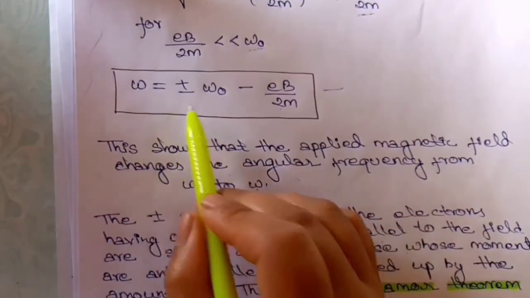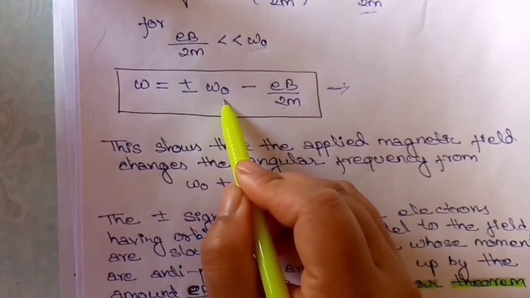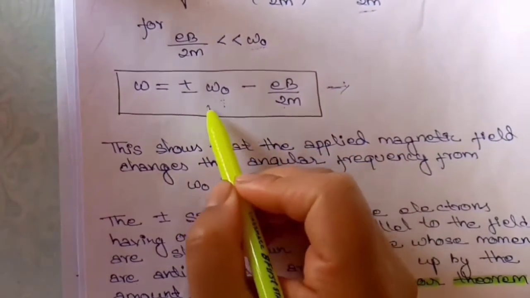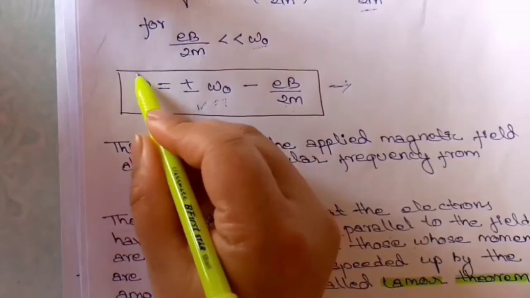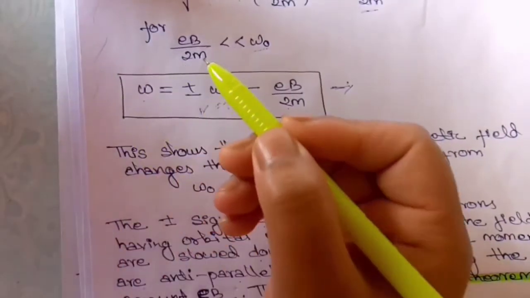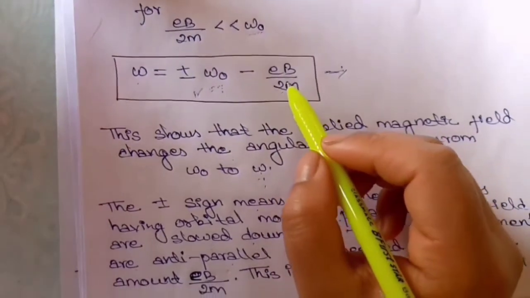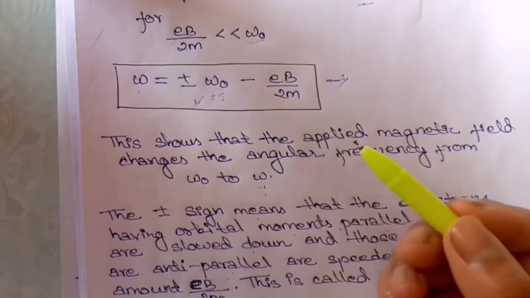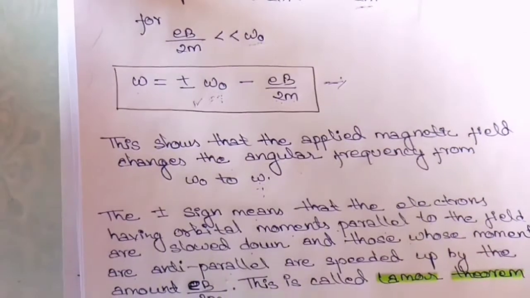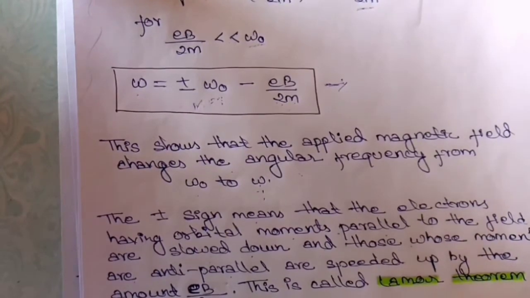Looking back at the equation again, this is the angular frequency of the electron before the application of the magnetic field. When we apply the magnetic field, the frequency becomes omega. From omega naught it changes to omega, and the factor by which it changes is EB by 2m. This EB by 2m is called the Larmor frequency, and the theorem by which we derived it is known as the Larmor theorem.